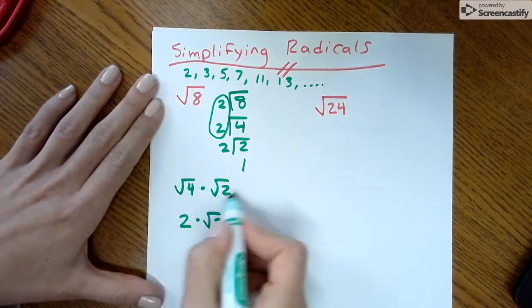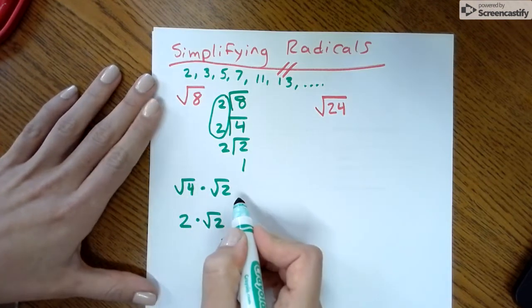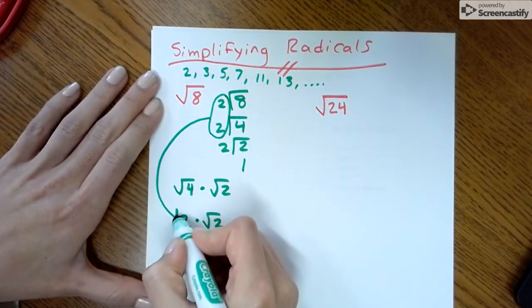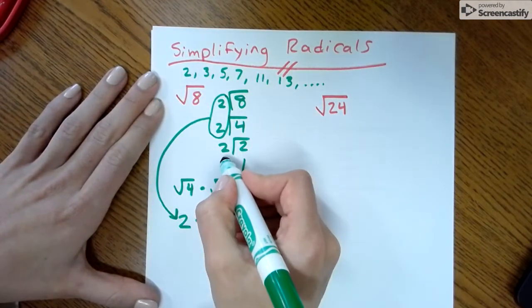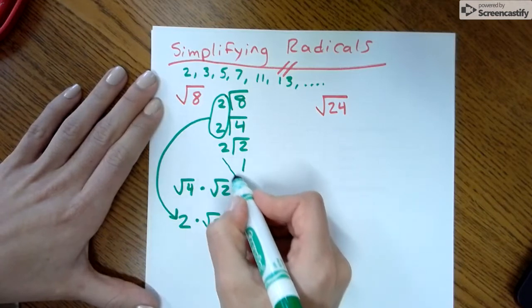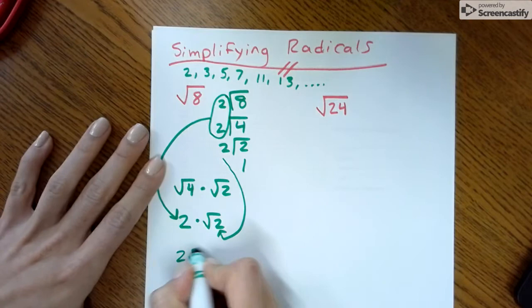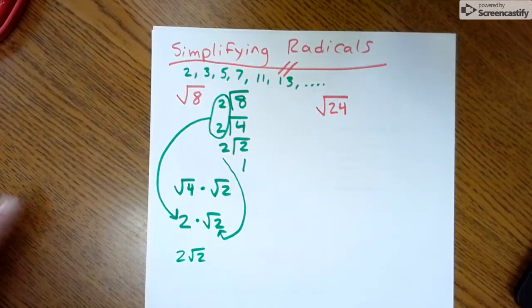Okay? Now, to shortcut it, we don't really need to do this step. You can if you want to, but you don't have to. Any group of 2 is written as a number on the outside. Anything that's left over not in a group of 2 goes back under the radical. Okay? So final answer would be 2 square roots of 2.